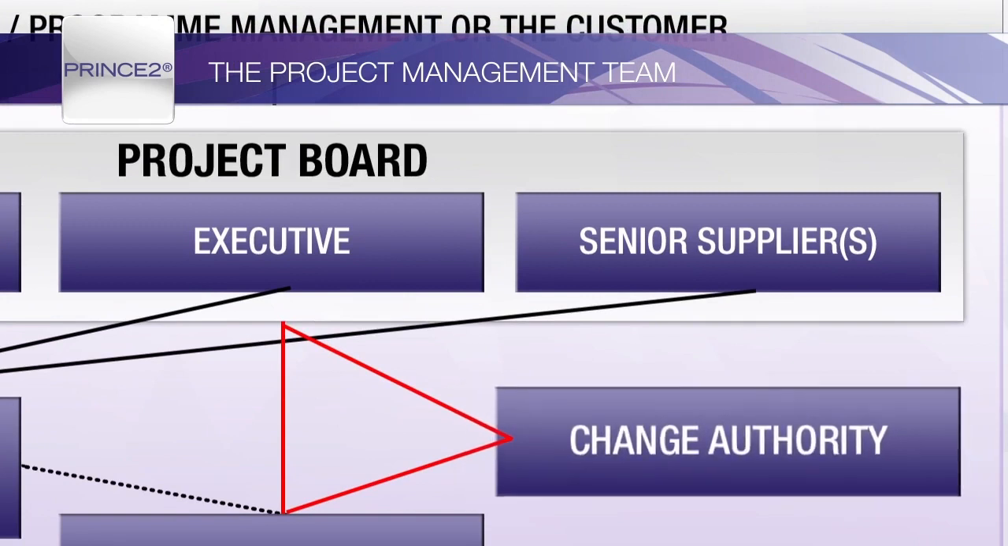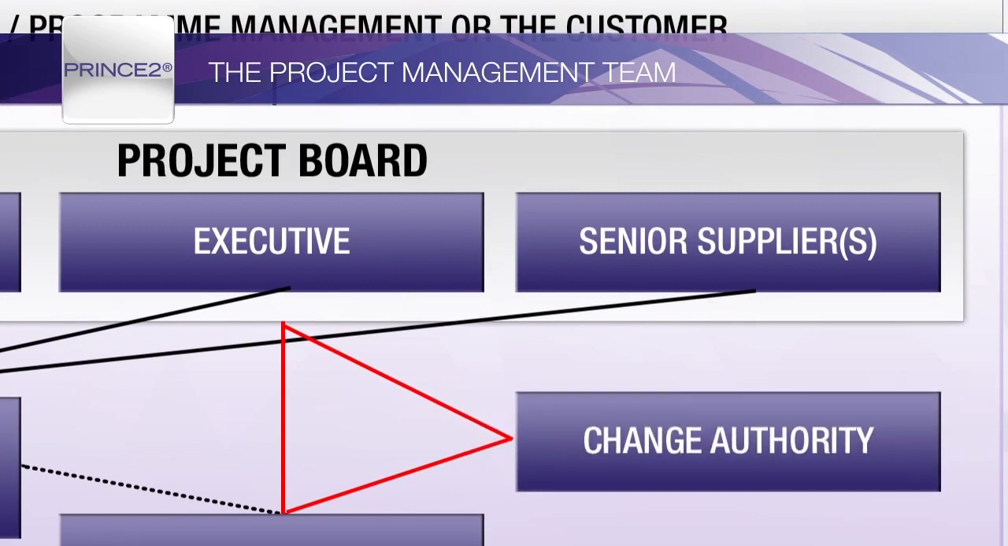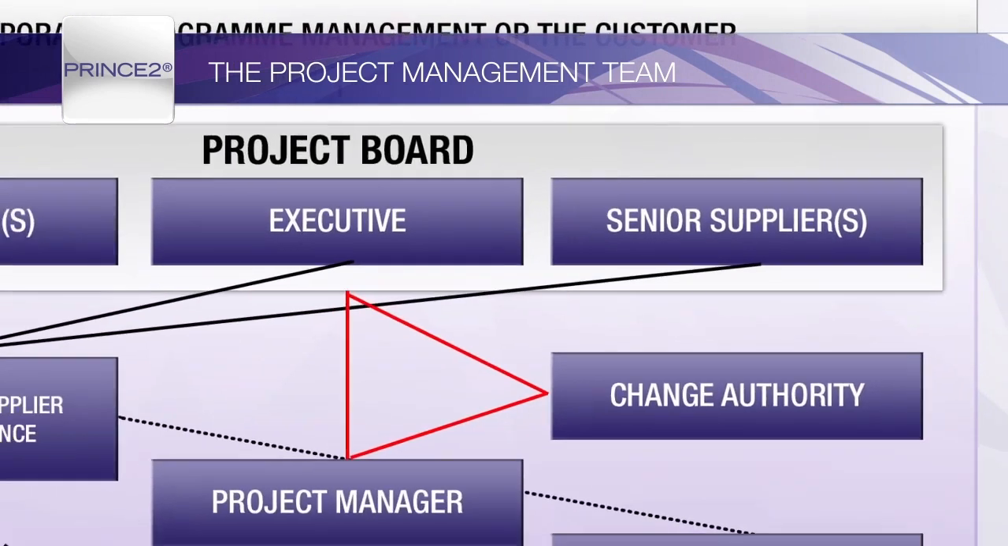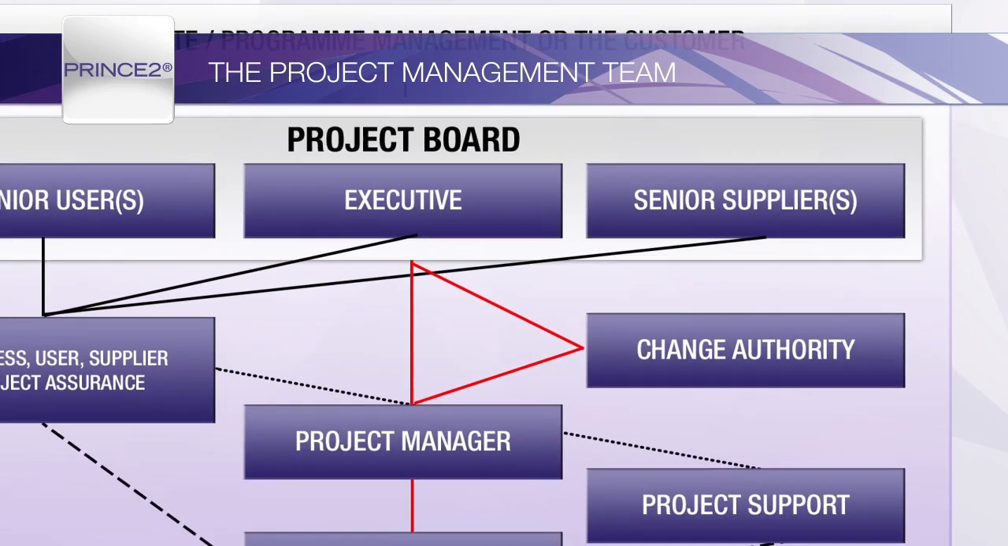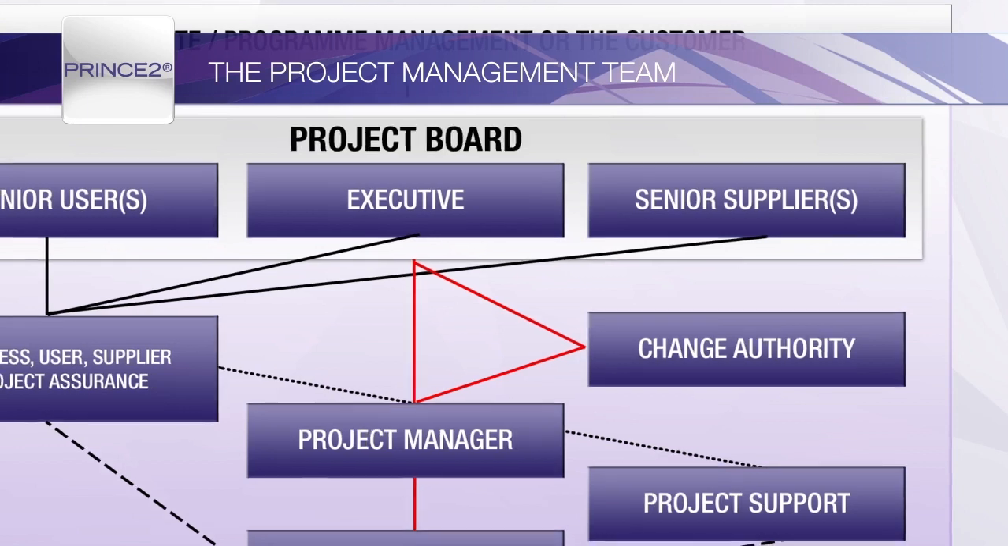A change authority may be appointed by the project board to make decisions on changes to products. The use of a change authority can ease the pressure on both the project board's time and the project by ensuring that such decisions are taken both effectively and quickly. Those with delegated project assurance responsibility could also become the change authority. The project manager may be given some authority for change within predefined limits.